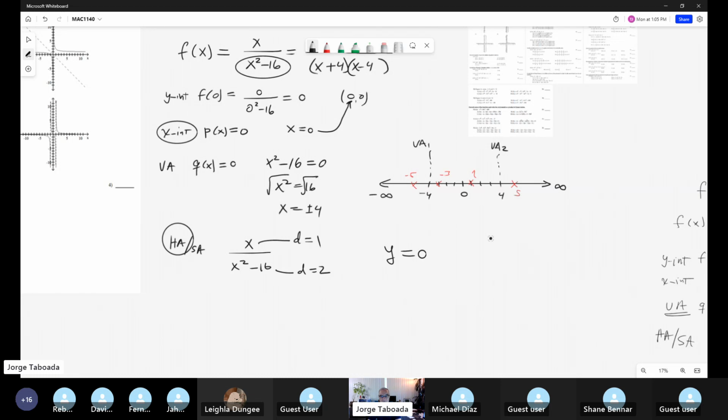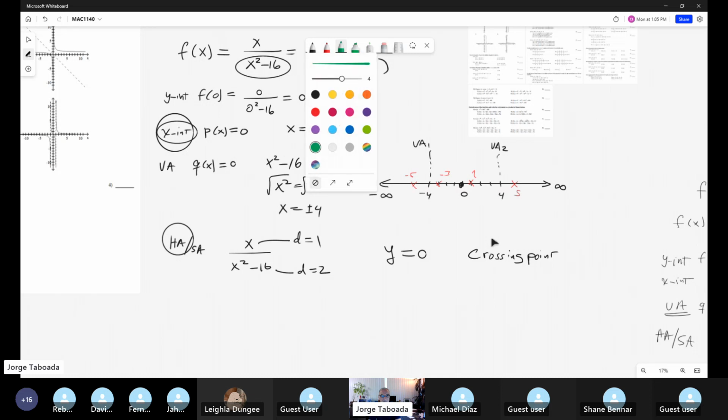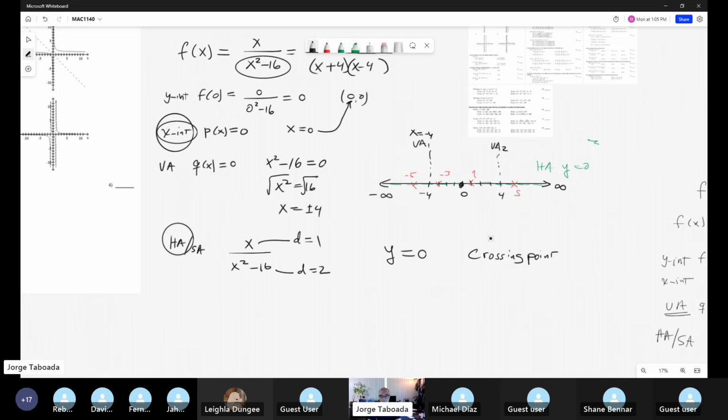By the way, the point 0 is also the x-intercept, but it's also a crossing point. It's obvious, right? Because my horizontal asymptote, let me use another color, maybe green. Yeah, green. I like green. It's something like that. It coincides with the x-axis. The horizontal asymptote equation is y equals 0. And the vertical asymptotes' equations are x equals negative 4 and x equals positive 4. Okay, cool.